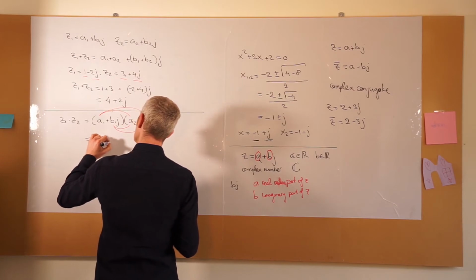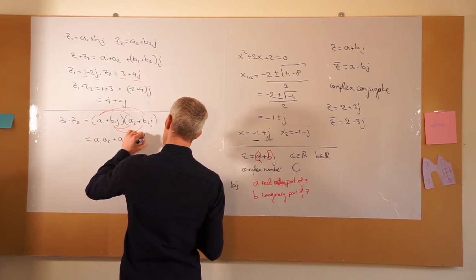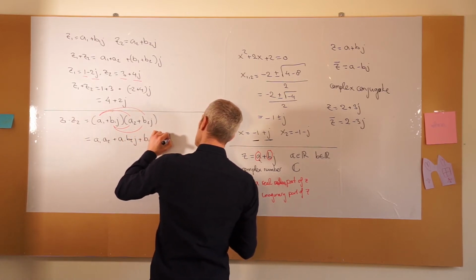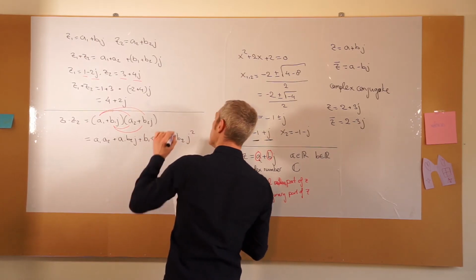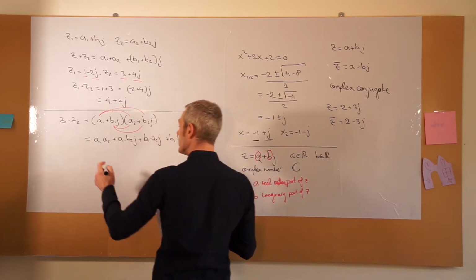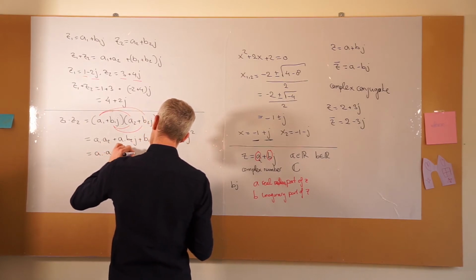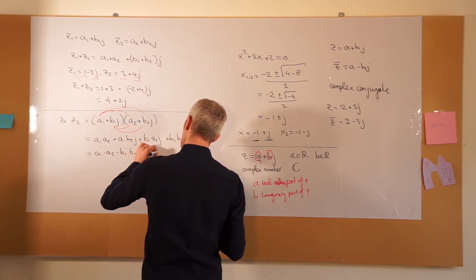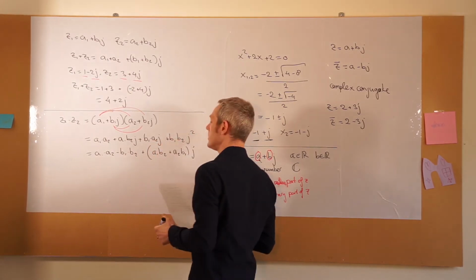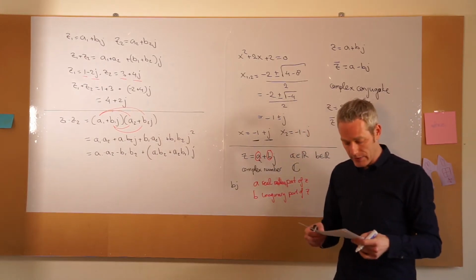a1 times a2 plus a1 times b2j plus b1 times a2j plus b1 b2j squared. But we know that j squared is equal to minus 1, so we get a1 times a2 minus b1 times b2 plus a1 b2 plus a2 b1 times j. So the multiplication here is pretty similar to what we have seen before.